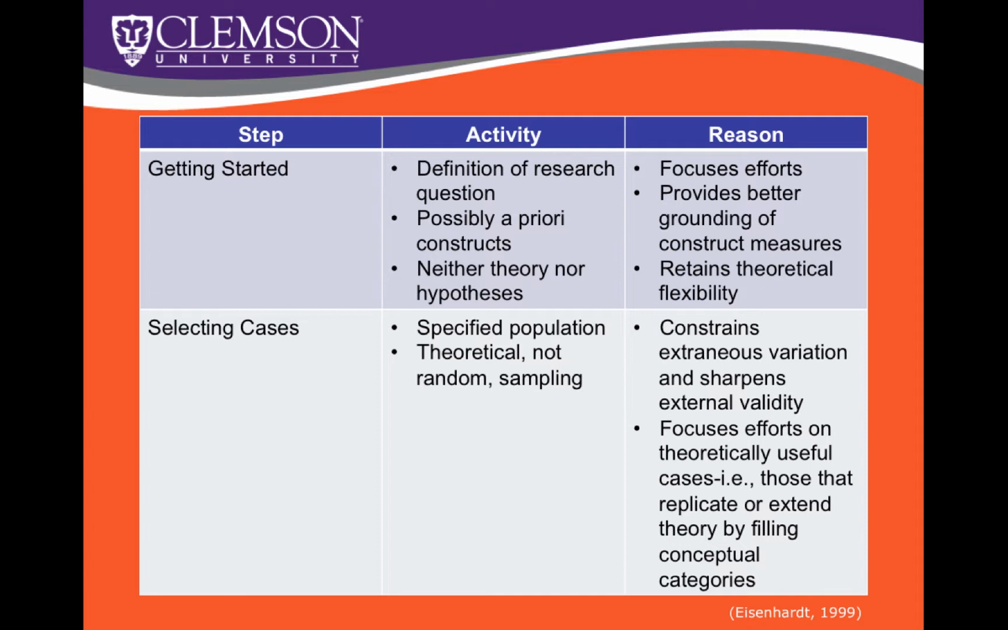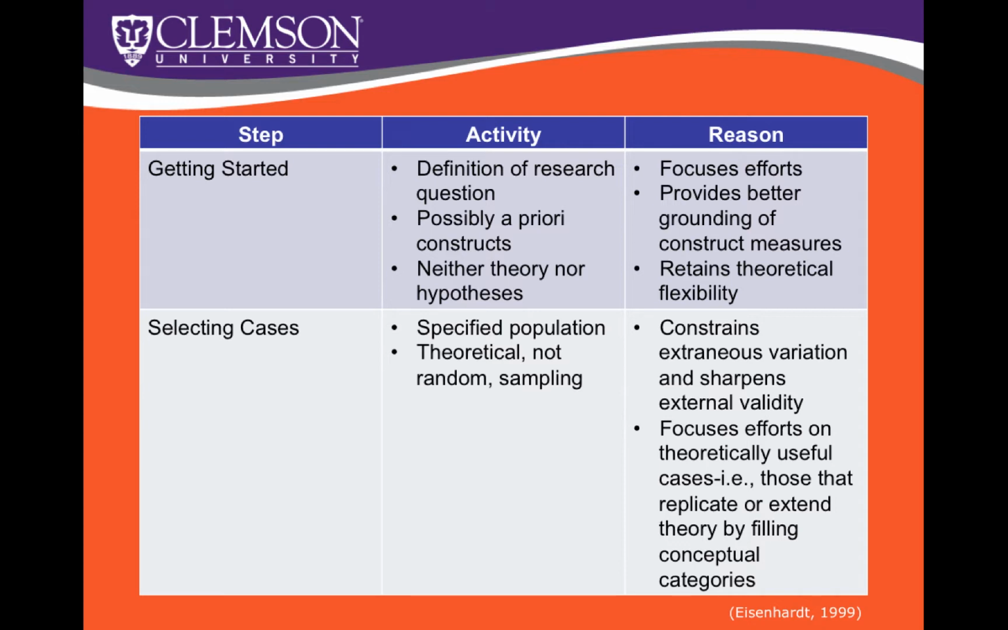So first, in getting started, the activity that you should begin with is definition of your research question. Are there any possible a priori constructs? This is neither theory nor hypotheses. The reason that you want to do these activities is, one, to focus your efforts, and it provides better grounding of construct measures, and it retains theoretical flexibility, which is really important so that you're not going ahead and putting forward a theory that may not be based on facts.